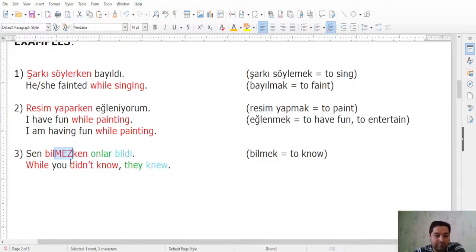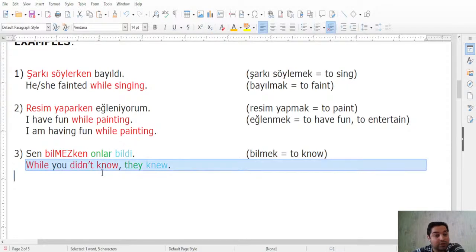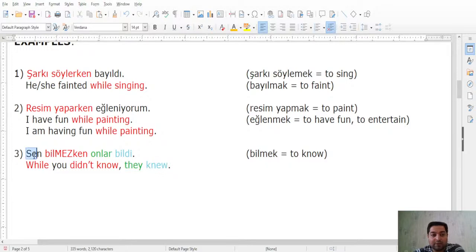So the negative is mez here, right? Bil. So again, you see, it is the third person. Bilmez, the third person as a structure, as a base. Then you add ken to that. Sen bilmezken onlar bildi. So what does it mean? While you didn't know about something, okay, they knew. So sen bilmezken, which means basically bilmez iken, right? Combine bilmezken. They knew while you didn't know.